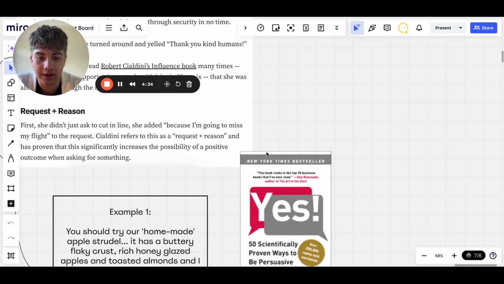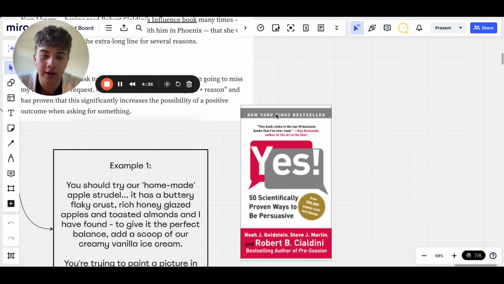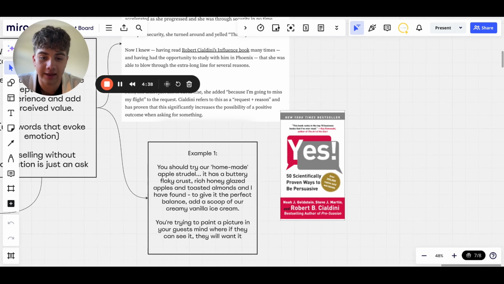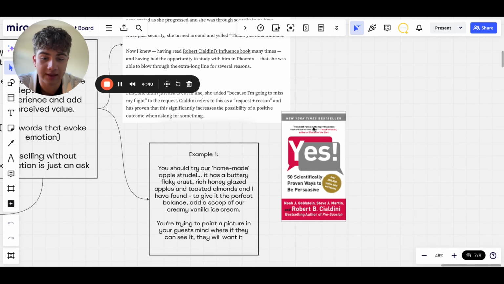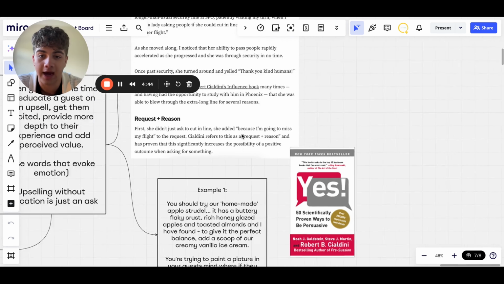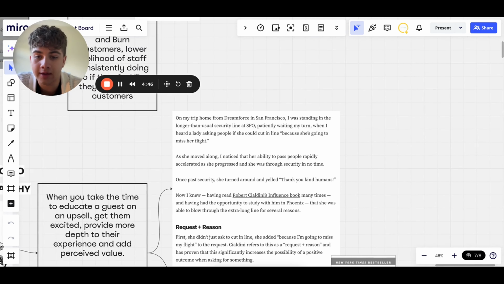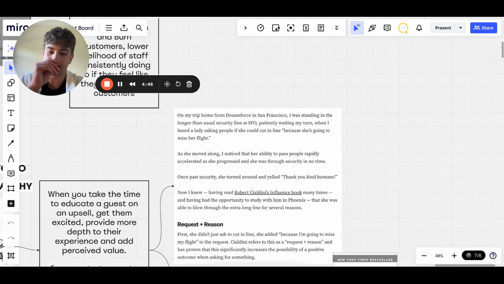I'd highly suggest you read this book. Really good for sales, hospitality, anything like that. Especially this one here, 50 Scientifically Proven Ways to Be Persuasive. His book, yes, New York Times bestseller, absolute golden book. Definitely recommend. But basically, one of the concepts he talks about here is this, and I'll just read it for you so you can understand.